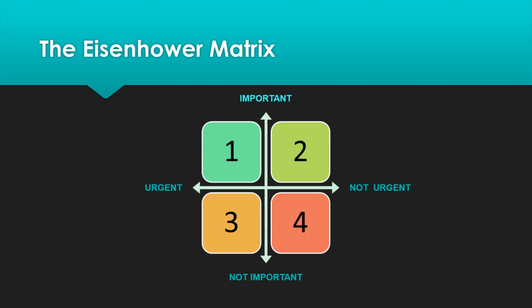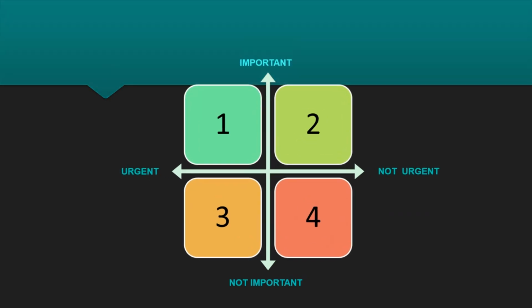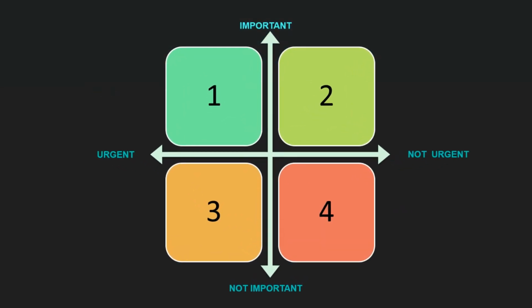So in quadrant 1, we have tasks that are both urgent and important. In quadrant 2, tasks that are important but not urgent, or perhaps not yet urgent. In quadrant 3, we have tasks that are urgent but not important. And in quadrant 4, tasks that are neither urgent nor important. Let's have a look at these in a bit more detail and look at some examples of what could happen in each of these quadrants.